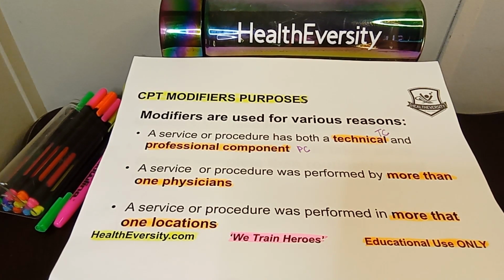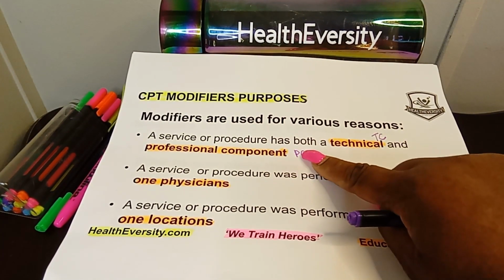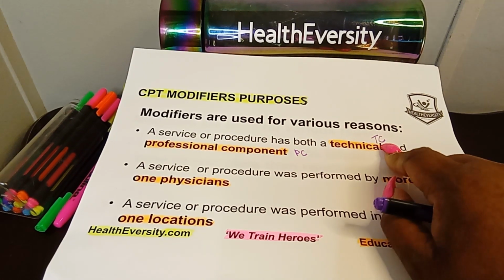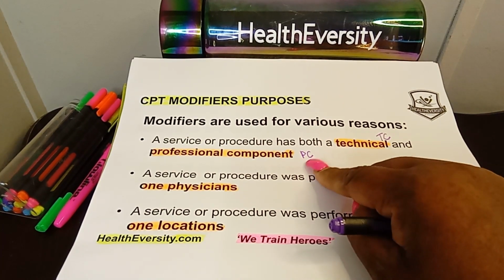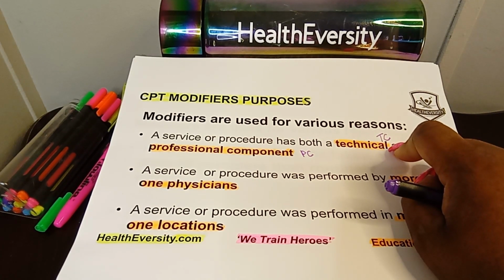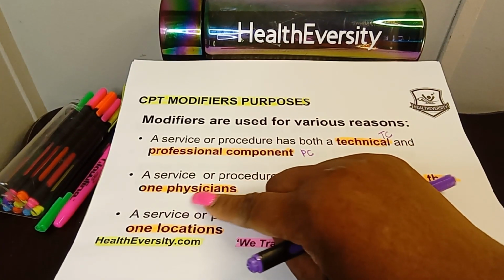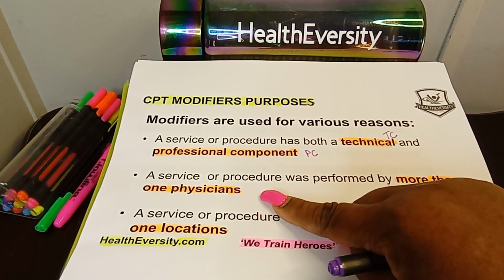The purposes of modifiers, why we use them, and here are some of the reasons. A service or procedure has both a technical component, which is TC, and a professional component, which is PC. So PC is a modifier, and TC is a modifier. It doesn't necessarily mean it's just numbers. It can be alphabetical modifiers, okay? A service or procedure was performed by more than one physician, or it could be a surgical team. So that's what it is, it tells a story.